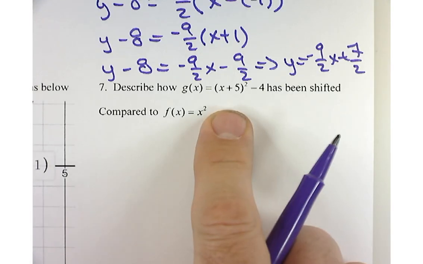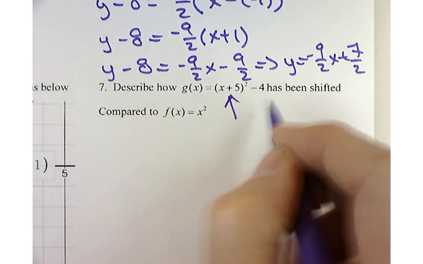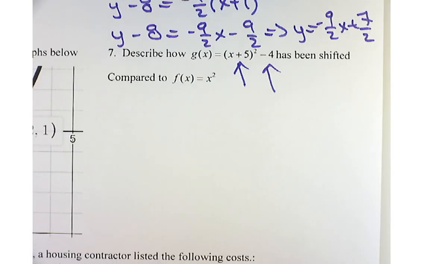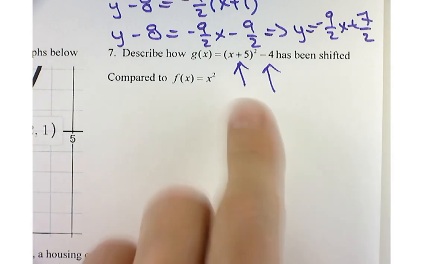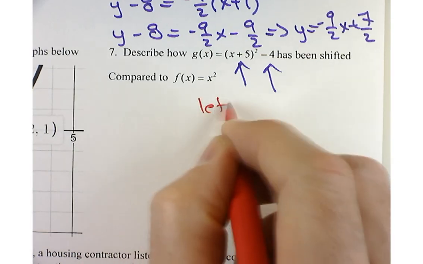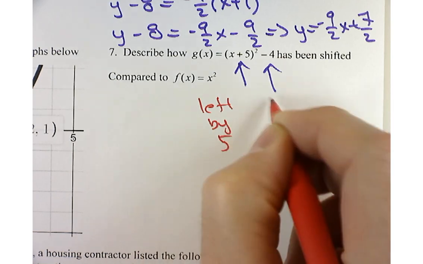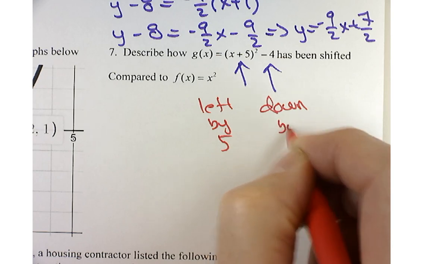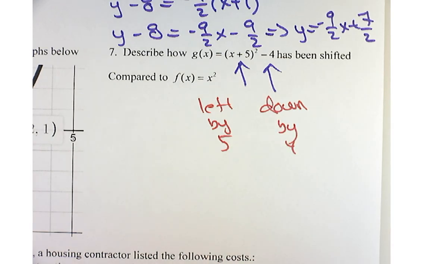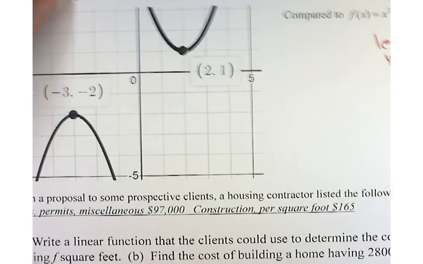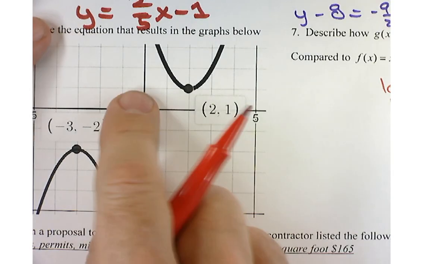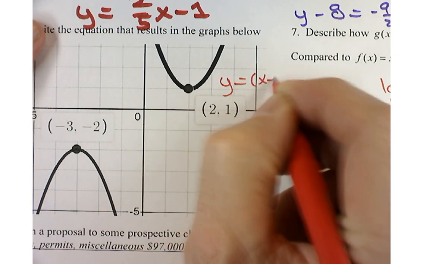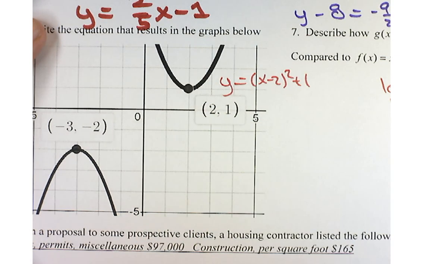Let's take a look at the one down below. How has this one been shifted compared to the graph of x squared? What does the plus 5 do? Left by 5. And down by 4. Wow, that was easy. Yes, nice. This one's been shifted to the right by 2 and up by 1. So this would be y equals (x minus 2) squared plus 1.